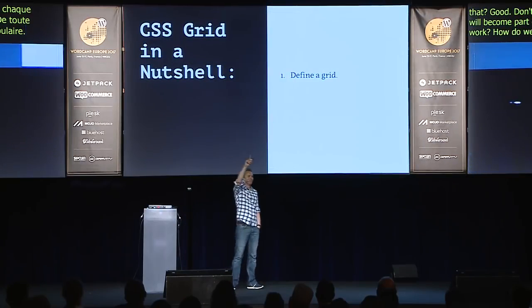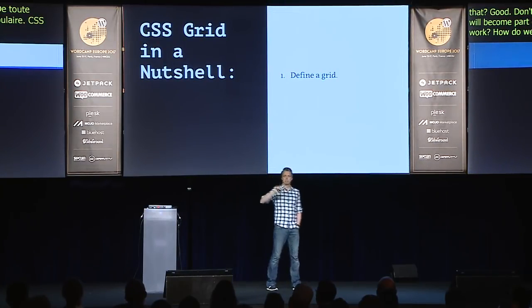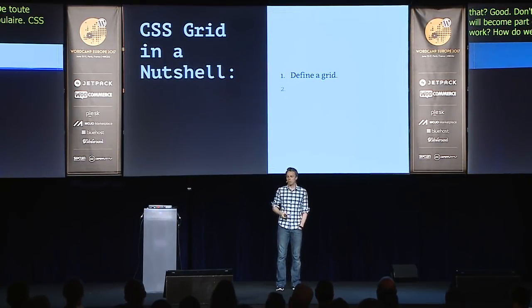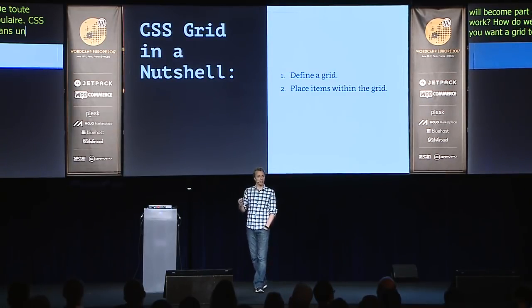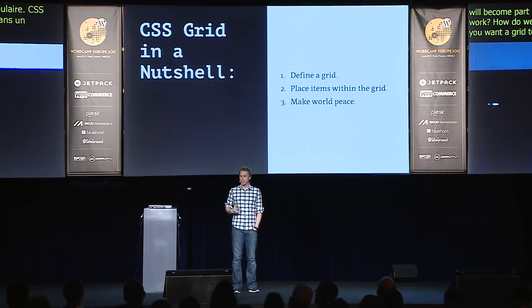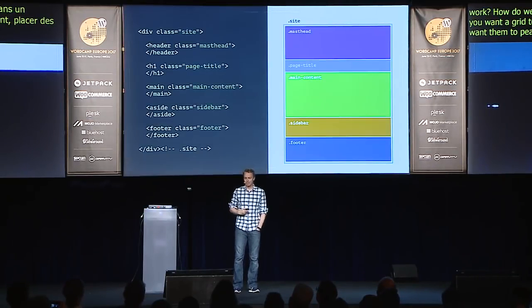Number 1, define a grid on an element where you want the grid to appear. Number 2, place items within that grid where you want them to appear. Number 3, make world peace. That's all there is to it.